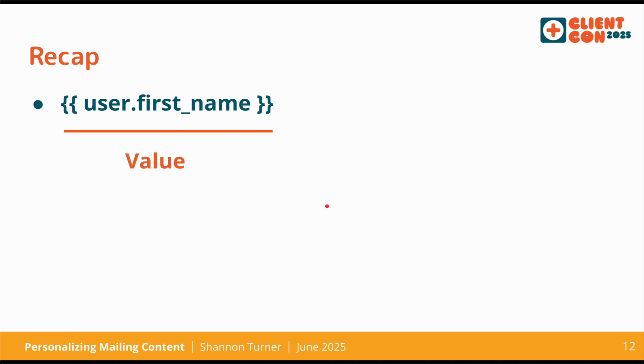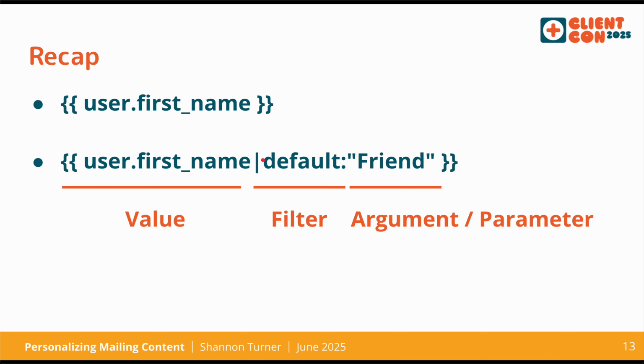So to recap, we call all of this collectively a value. You might also hear the word parameter or argument. Those are interchangeable. So here we have our value, we have our filter, we have the argument or parameter. They mean the same thing.